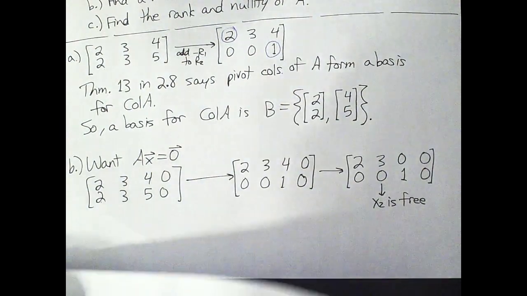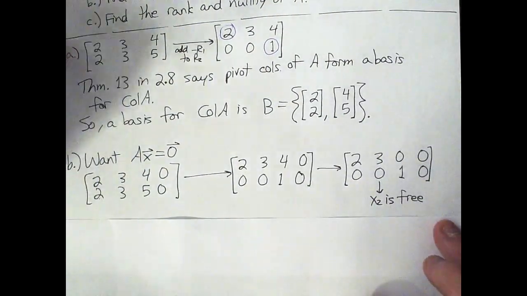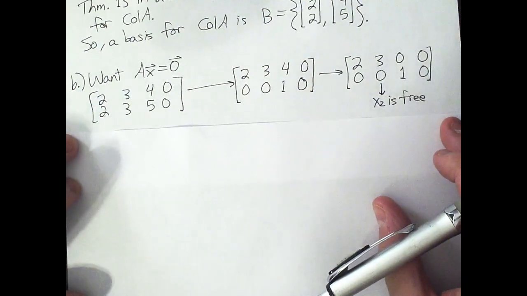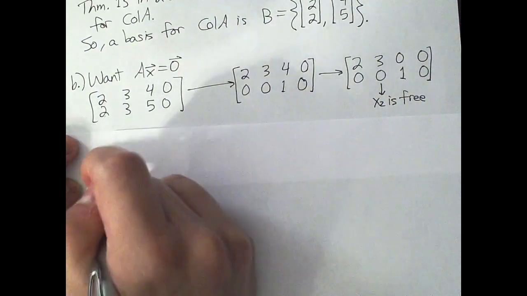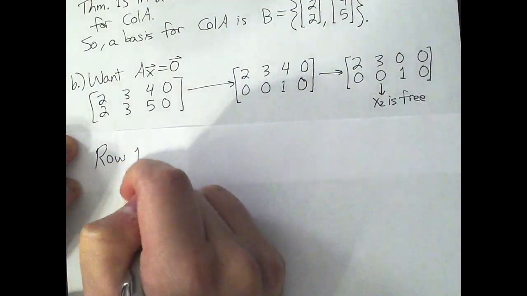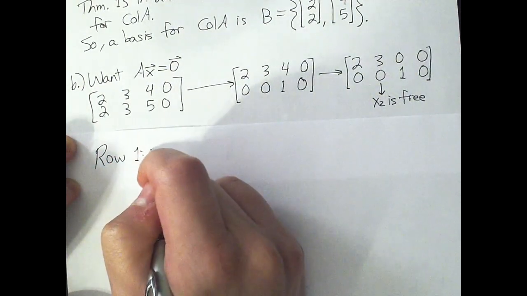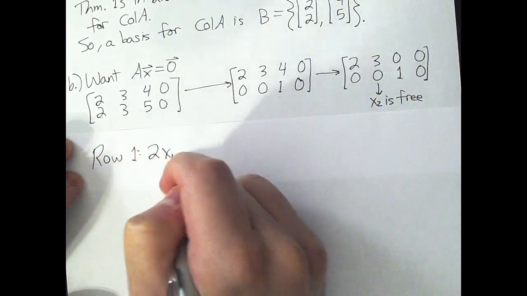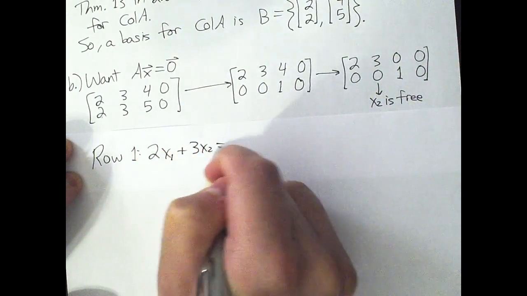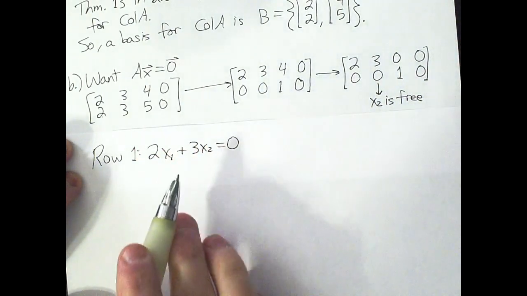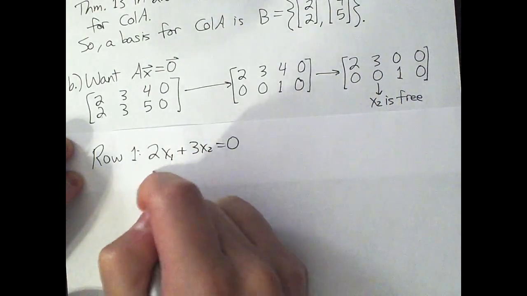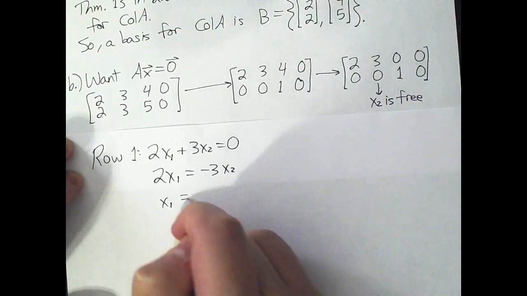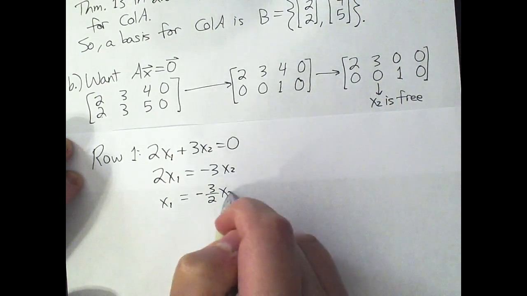Now, that already gives me an idea of how many elements are going to be in a basis. But let's go ahead and try to describe the solution set to this homogeneous equation. Row 1 from my reduced form says 2x1 plus 3x2 equals 0. We like to write basic variables in terms of free variables. So I could say 2x1 equals negative 3x2. So x1 equals negative 3/2 x2.